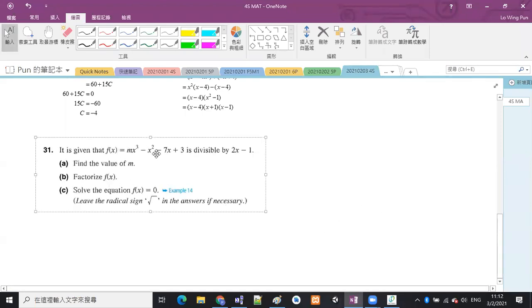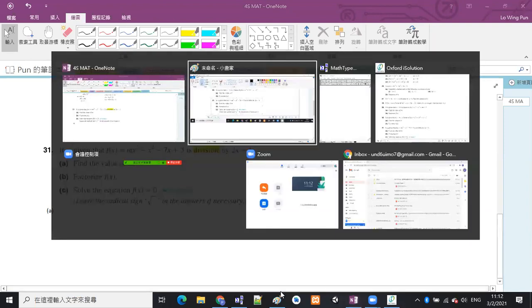It's given that f(x) is divisible by 2x minus 1 again. So the keyword appears here. See this? Divisible means remainder equal to 0. Okay, and then part A. So we just use the information given by the question to do the first part.